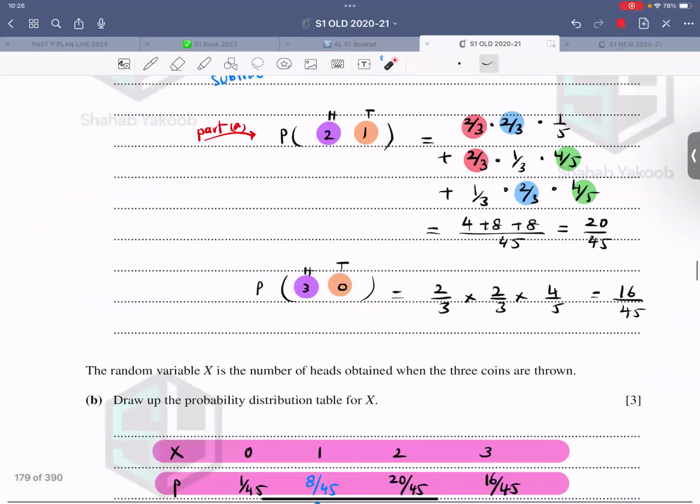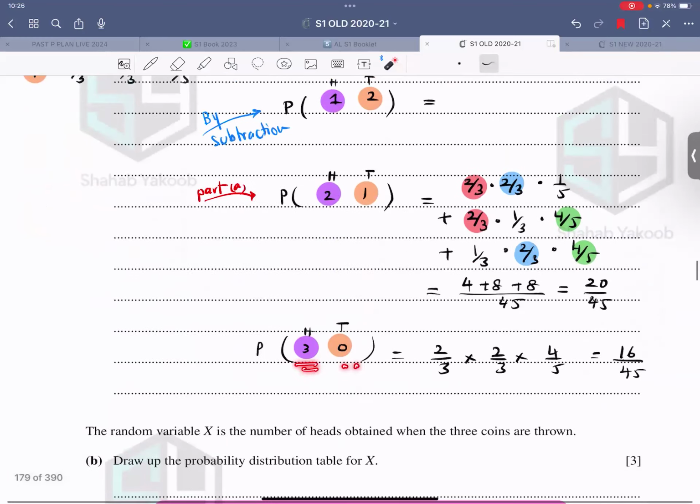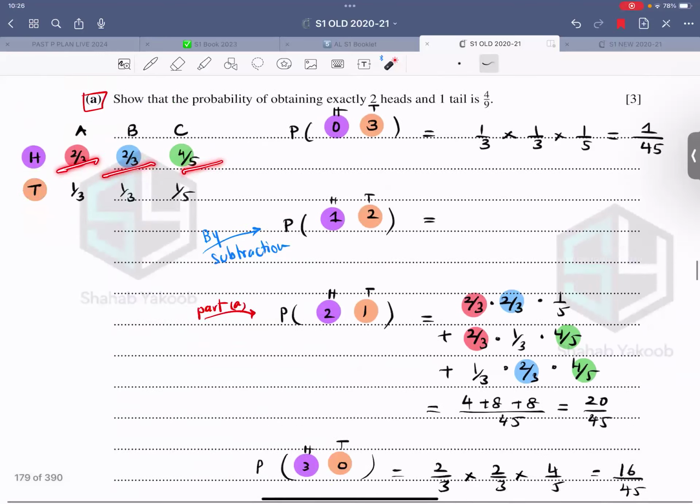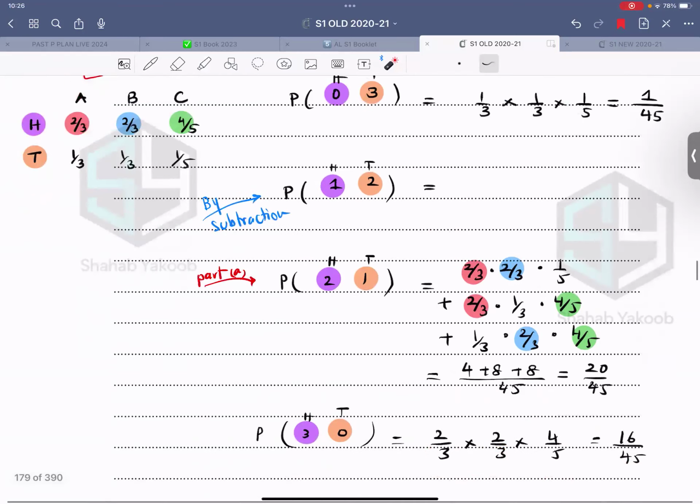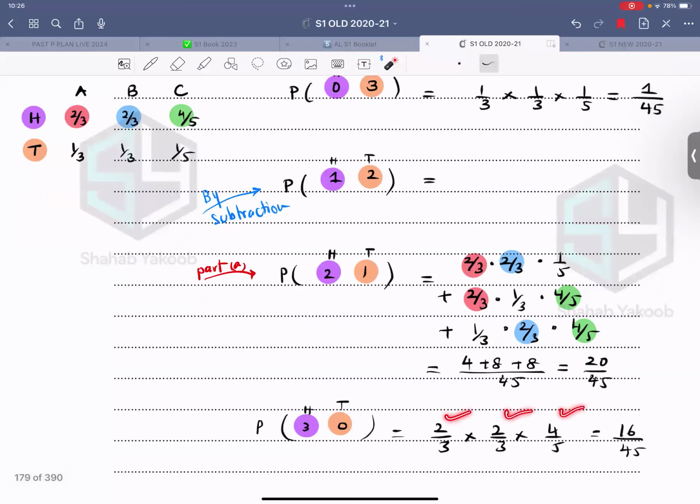The next easiest one, or it's a matter of convenience, that is all 3 heads. So that is 2/3, 2/3, 4/5. Now, what am I doing? I'm just taking the probabilities and I'm multiplying the denominators. 3 into 3, 9. 9 into 5, 45. And then I can simply multiply the numerators.